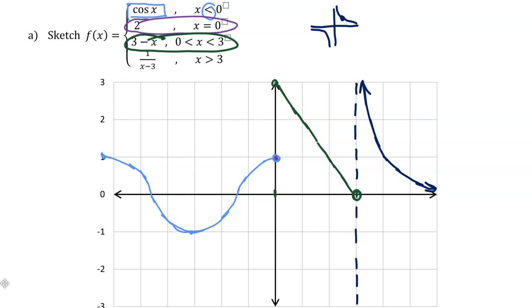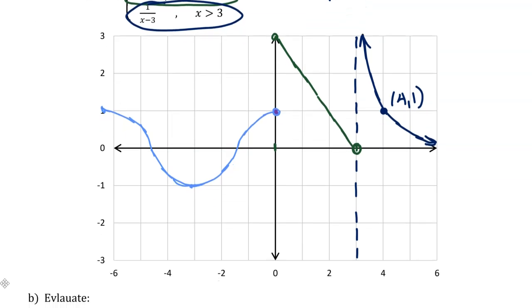I did mentally follow thinking that that would go through (1, 1), so this should go through (4, 1), but that's really the only specific point that I made sure I hit. You can always plug in some numbers to get a few more points, but this is a pretty good sketch. So again, I used different colors just so that you could see what went with what, but this is a single function. This is a piecewise function. Okay, so that's some review on how we get these functions.